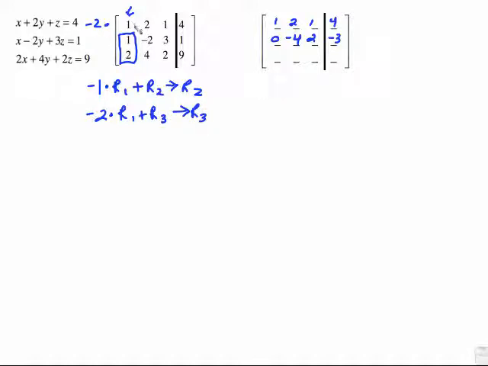So -2 times 1 is -2, plus 2 is 0. -2 times 2 is -4, plus 4 is 0. -2 times 1 is -2, plus 2 is 0. And -2 times 4 is -8, plus 9 is 1. So here's the situation. We have zeros leading up to the bar and a non-zero number after the bar that tells me no solution. That's it, I'm done.